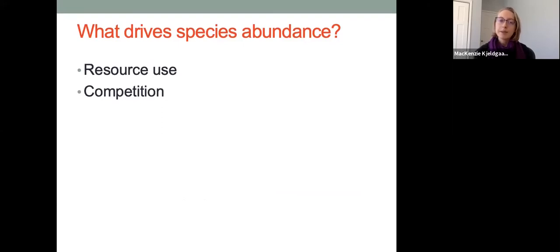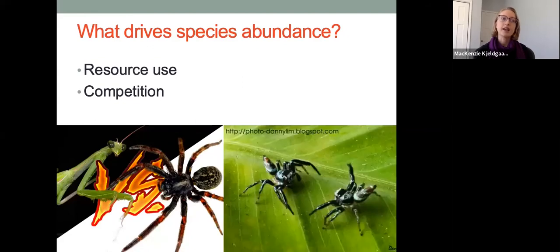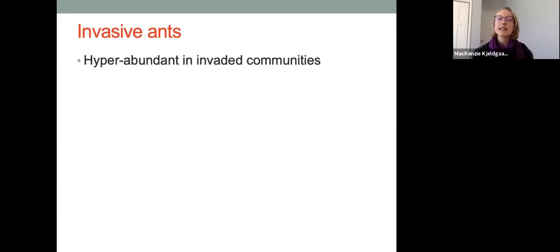And that includes competition both between species, or interspecific competition, and competition within a species, or intra-specific competition. And so I chose to test the relationship between these variables using invasive ants as a model system. And invasive ants are great for looking at the relationship between these variables because they're often hyperabundant in invaded communities.